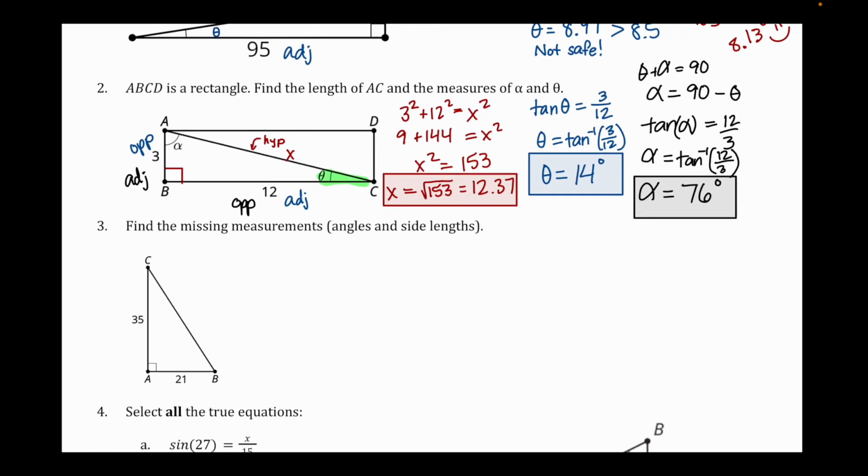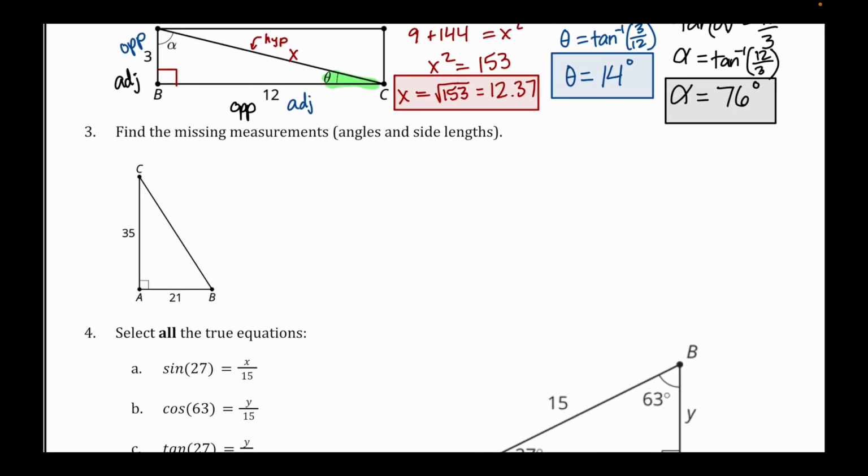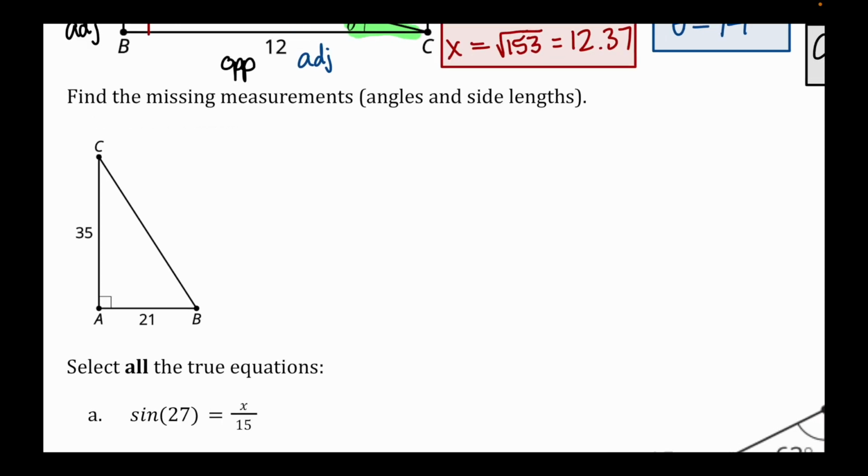But please do not feel obligated to show the work for every single piece. Through the trig functions, you are able to just subtract from 90. All right, so that brings us to question 3. You want to find the missing measurements. So that is both angles. There's both angles and side lengths.